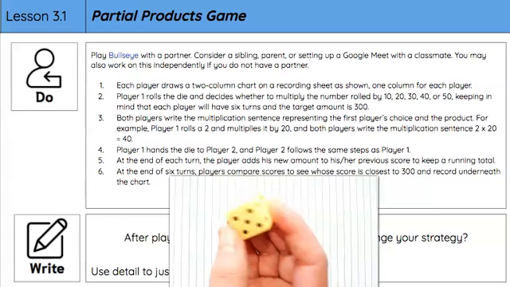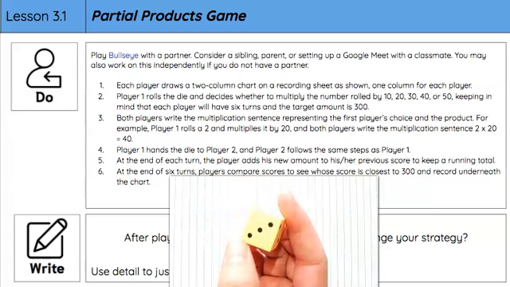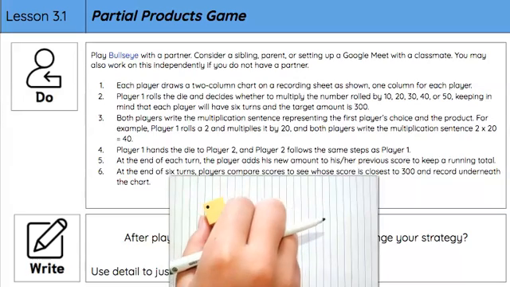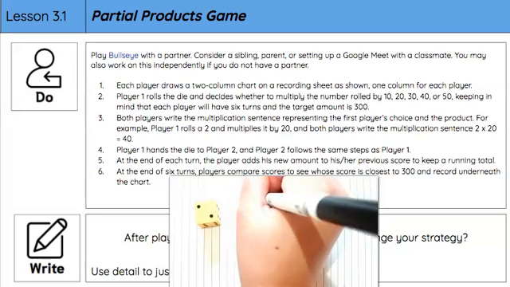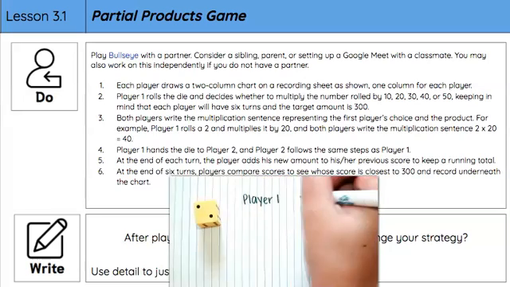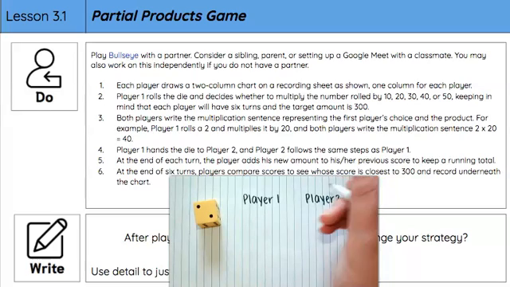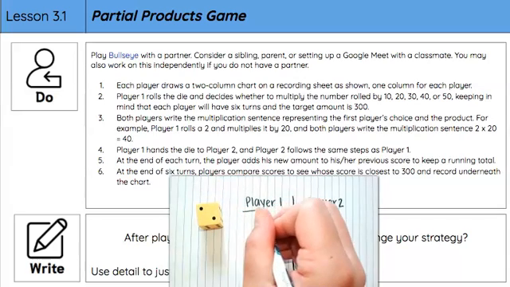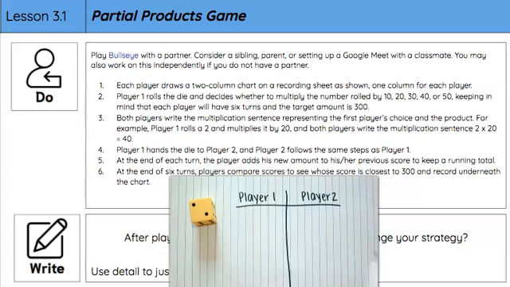You'll need a die for this game. You can make one, or if you have one at home, you could use it, or there's a digital one linked on this learning plan. Your first step is to make a 2-column chart to record your work and your partner's work. So I'm just going to put player 1 and player 2, but you can put actual names since you're competing with somebody that you know. And you'll need to decide who's player 1 and who's player 2.